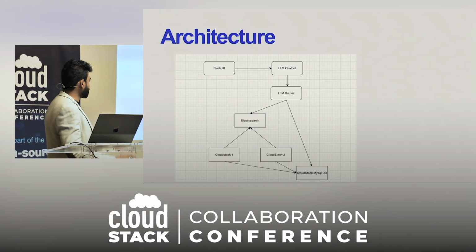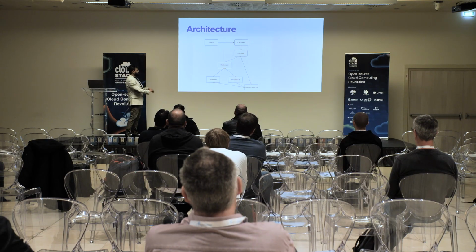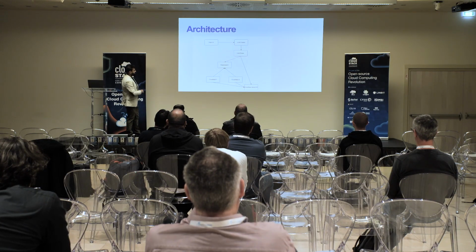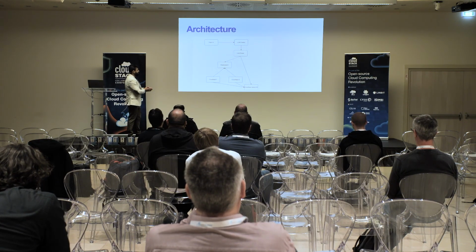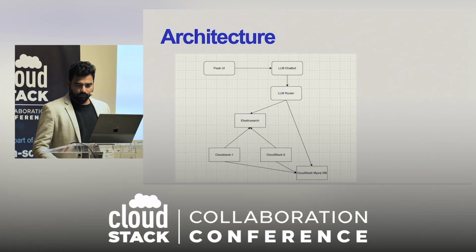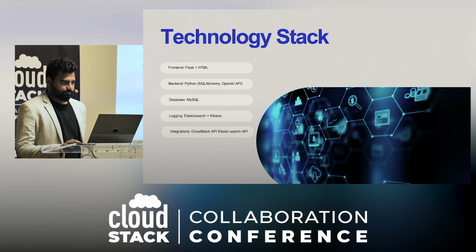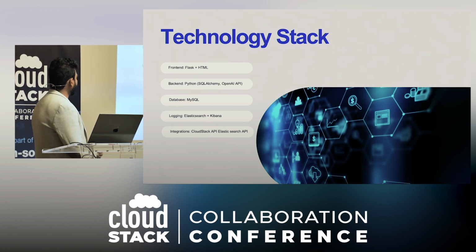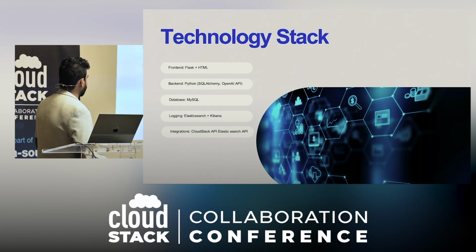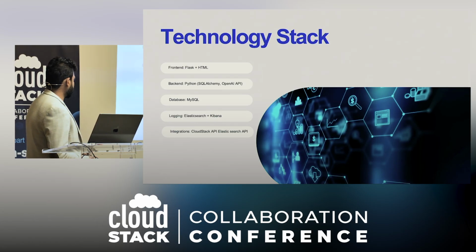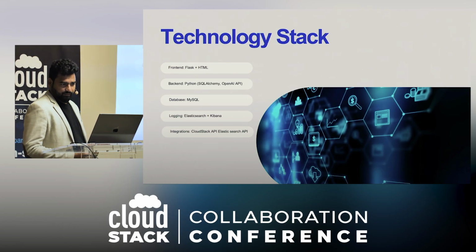Sorry about the diagram, but this is how the architecture is. We can have multiple cloud management servers sending logs to Elasticsearch, and then the LLM chatbot will decide whether to look at Elasticsearch or the MySQL DB. For the tech stack, for the front end I have used just Flask and HTML, and for the back end, Python. For databases, we are connecting with MySQL. For logging, we are using Elasticsearch, the CloudStack API, and the Elasticsearch API.